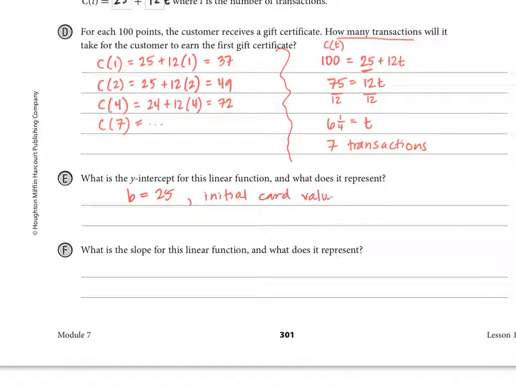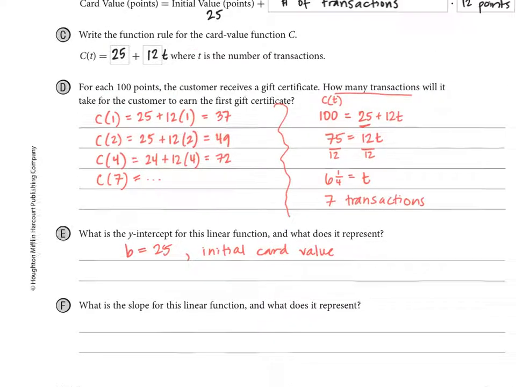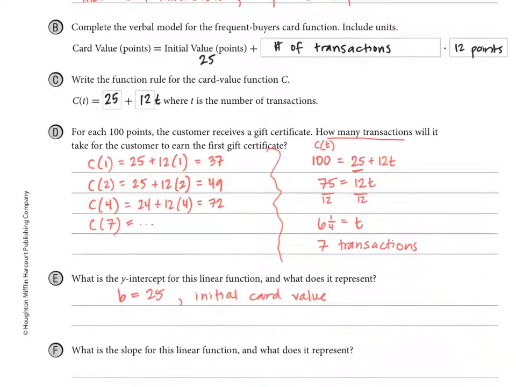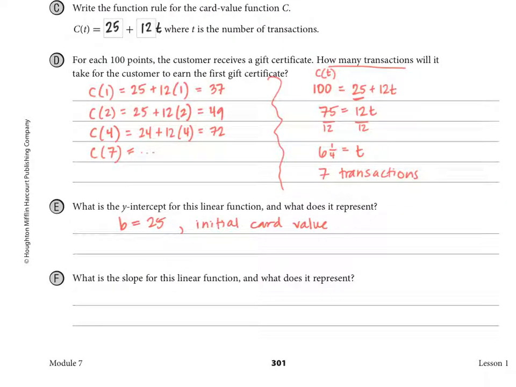It's the card value when the customer first signs up. Let me just double check, make sure that's correct. Yep, 25. And what's the slope for this linear function and what does it represent? So the slope, we use m, that is 12, and it represents the points per transaction.